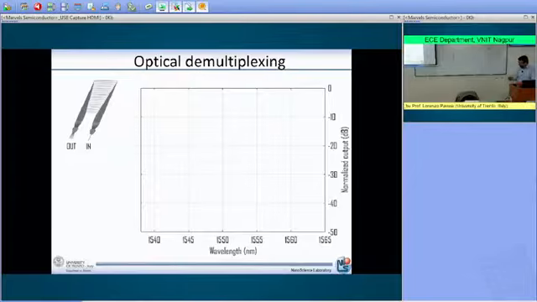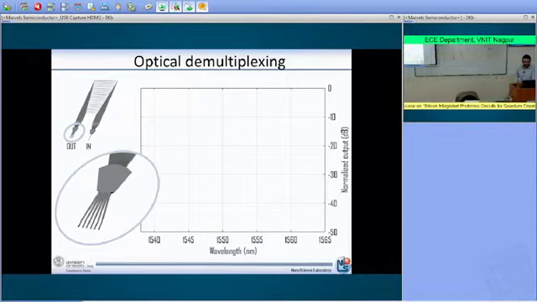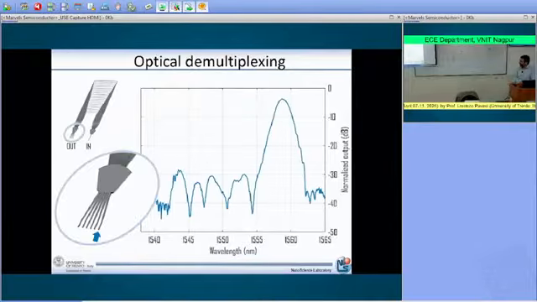Okay? So this is indeed the construction of our array waveguide grating, short AWG, which is behaving as a demultiplexer. And what we are doing here is that we are sending a signal at the input, and then we are changing the wavelength of the signal at the input. And then we are collecting the signal at a single waveguide output. And in this case, we are collecting the signal here.